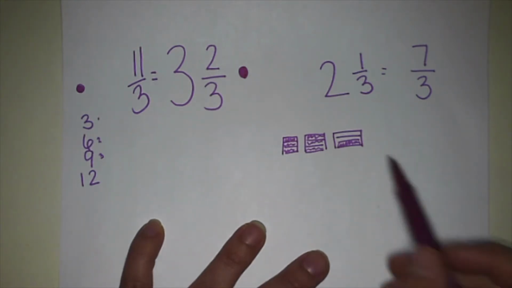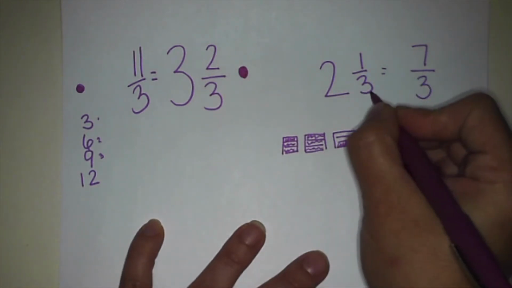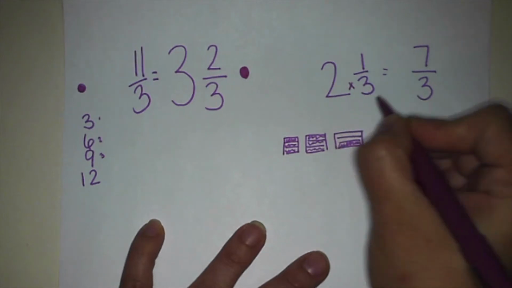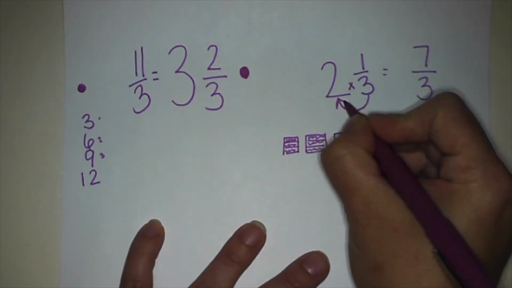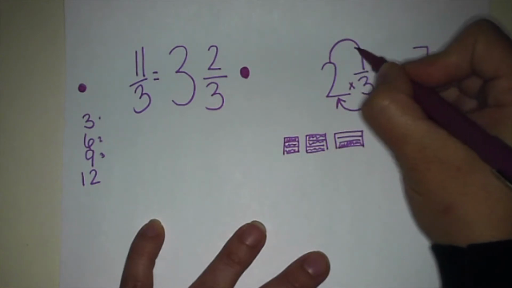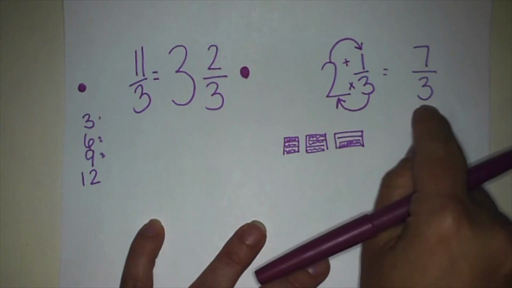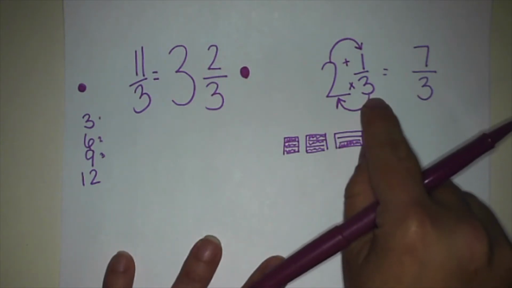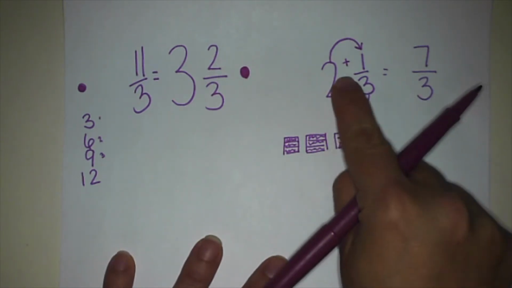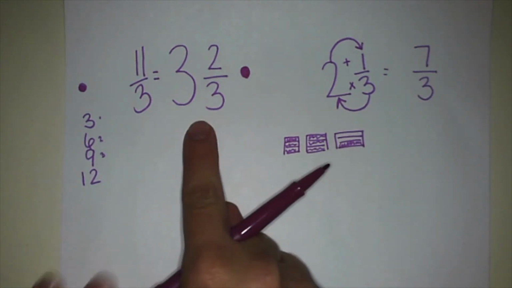Here's the trick on that. Now that you see what it looks like, let's do the trick. You're going to say 3 times 2. We're going to move in a clockwise motion. 3 times 2 is 6. Continue moving in that clockwise motion and add the 1. 7/3. Let me just show you that again. 3 times 2 is 6, plus 1 is 7. Third stays the same.